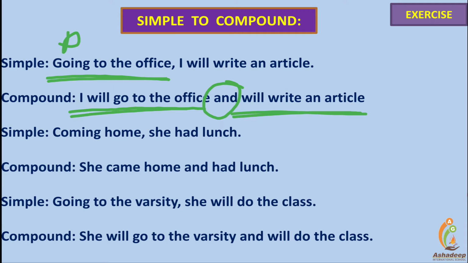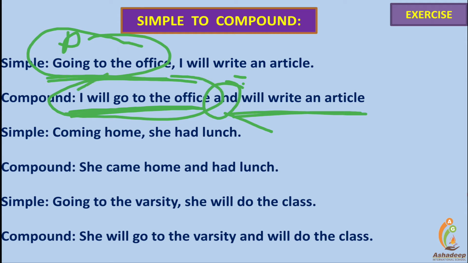It is connected with and, so there is no need to add I again. It takes it automatically: I'll write an article. Here, friends, the sentence is connected with and. We have already discussed coordinating conjunctions, which are used to make a sentence compound. And is one of them, and is mostly used. I'll go to the office. Here you can see the phrase has been converted into a sentence by adding the subject I and the verb will go. I'll go to the office and write an article.